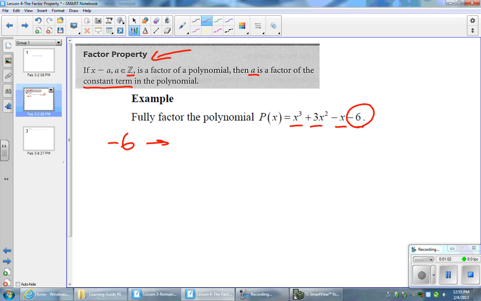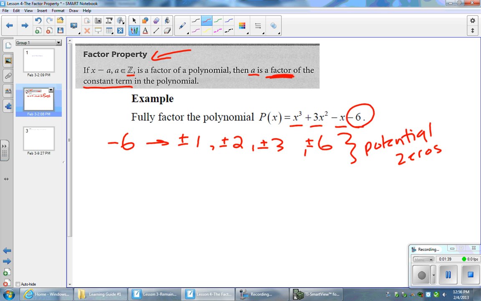And we want to find the factors of this number, -6, and not only the positive factors, but all the negative factors as well. So all the factors are 1, 2, 3, and 6. So these are all the numbers that divide evenly into 6. But we want to find the integer factors, so we have to consider the plus and minus case for each potential zero. So there we go. We have what we call our potential zeros, and they're called potential because we don't know if they are zeros. So we have to actually use the factor theorem to find which one is the 0.